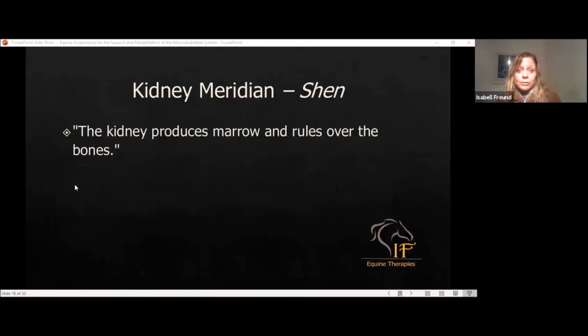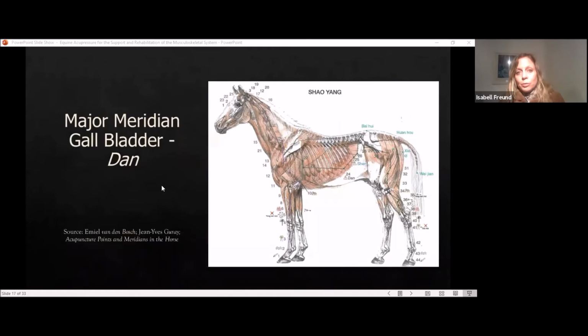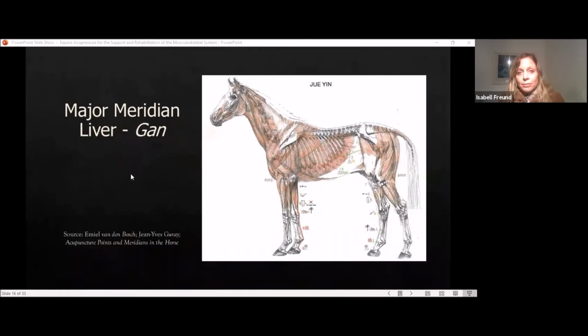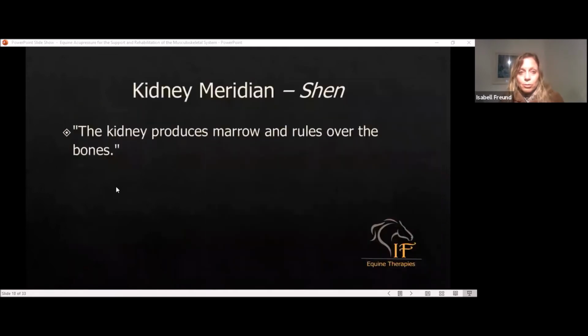And then we have the kidney in relation to the bones. The kidney produces marrow and rules over the bones. Also, teeth in TCM are considered to be related to the kidney as part of the bones, and hooves in Chinese medicine are considered to be an extension of tendons. So they would be related to the liver and the gallbladder.